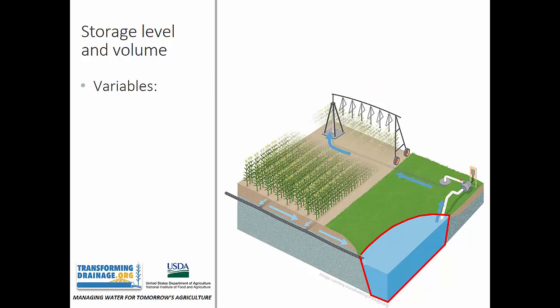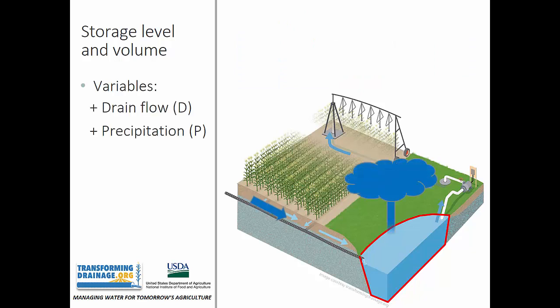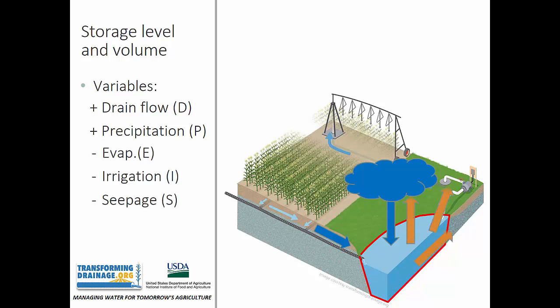Next, to track the daily water levels and volumes in that on-farm water storage, we look at 5 variables. The first 2, again, are additions to the system, being drain flow as the primary input, and then also tracking precipitation contributions to the on-farm water storage. The last 3 variables are loss terms and are represented by evaporation from the water surface, irrigation withdrawals, and any seepage loss along the wetted face of the on-farm water storage.